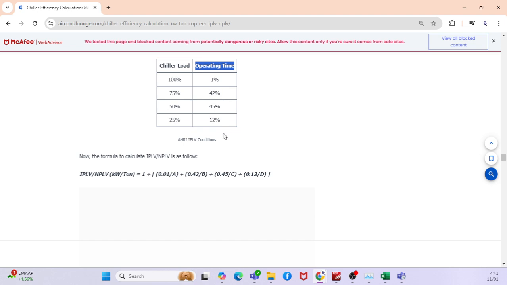Okay, but if you talk about the IPLV value we've discussed, for example, for a mission critical area or critical building, we take the 100% load, whatever load is generated as part of your chiller load.